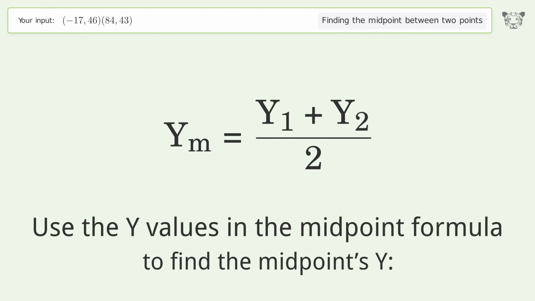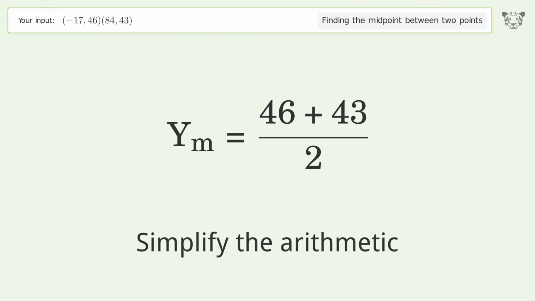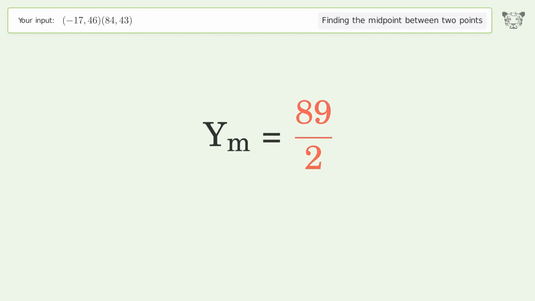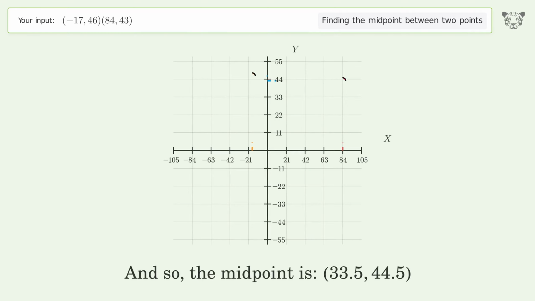Use the y values in the midpoint formula to find the midpoint's y. y1 equals 46. y2 equals 43. Simplify the arithmetic. And so, the midpoint is 33.5, 44.5.